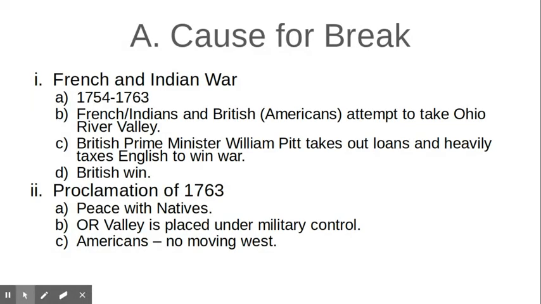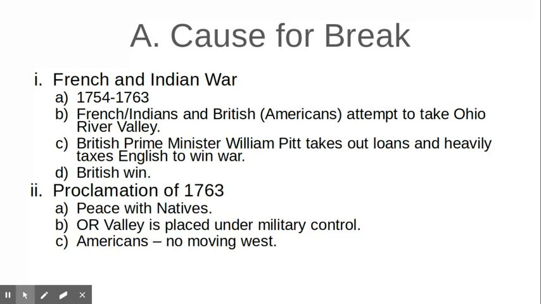But that wasn't the only issue. It wouldn't only be taxes. That would not be the only thing. The other issue would be the Proclamation of 1763. Now, the British and the French had a Treaty of Paris, but this would be different. The Proclamation of 1763 tried to solve the problems that caused the French and Indian War in the first place.